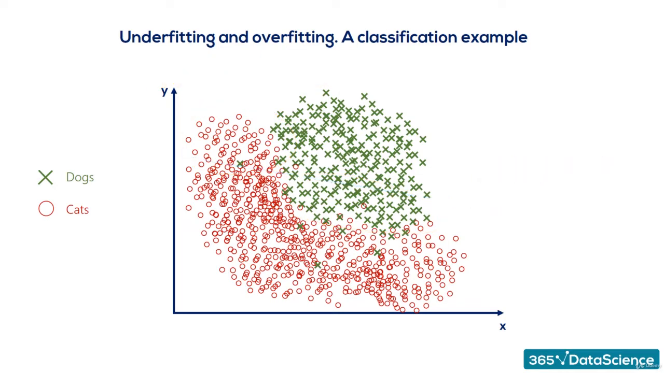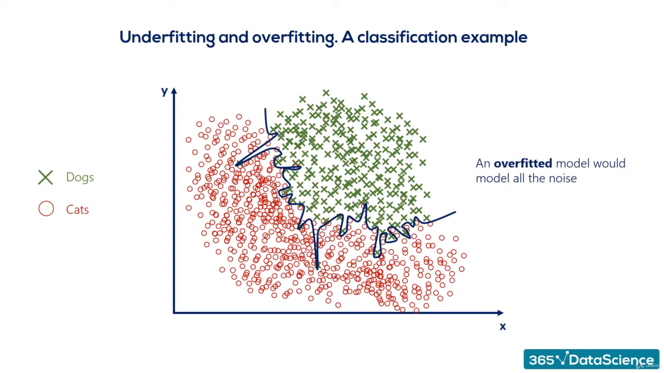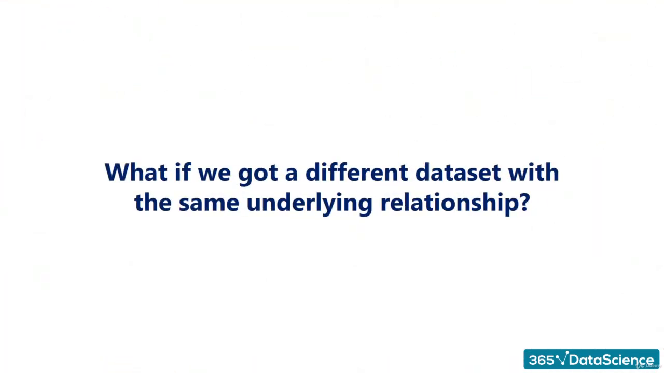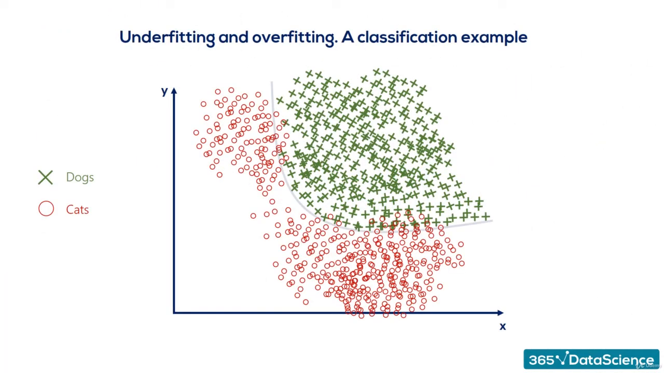Now, an overfitted model would classify the observations perfectly, right? It has correctly identified all the cat and dog photos in the dataset. But once we give it a different dataset following the same quadratic function logic, it will perform poorly.